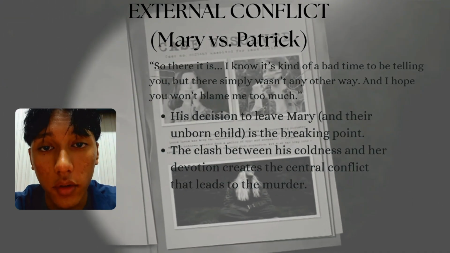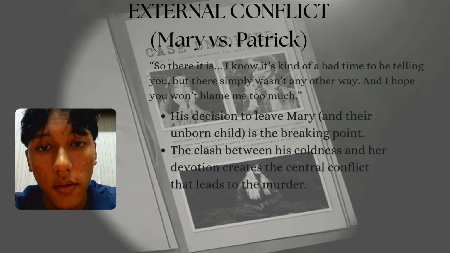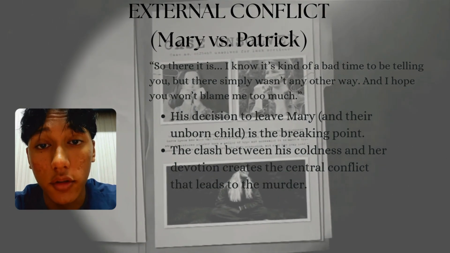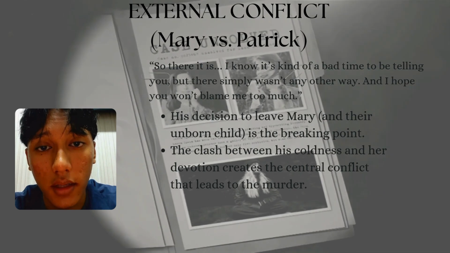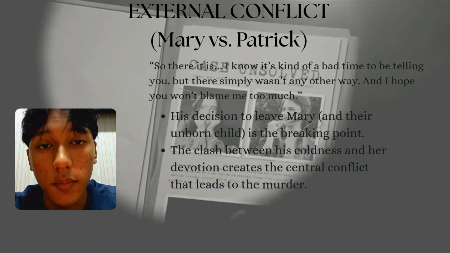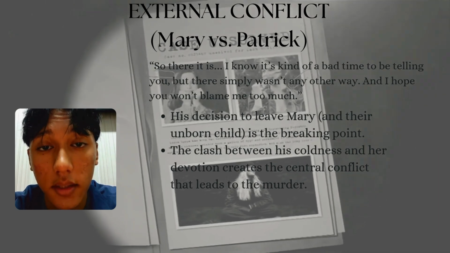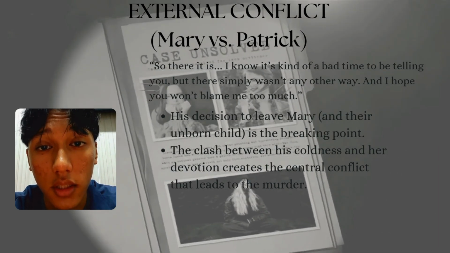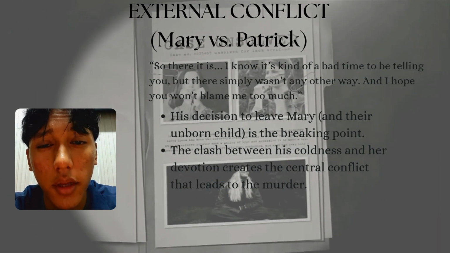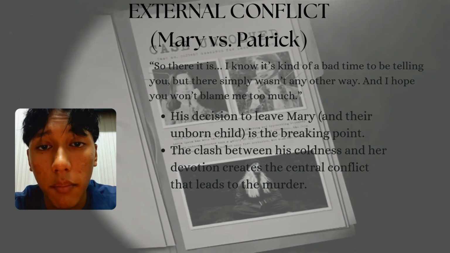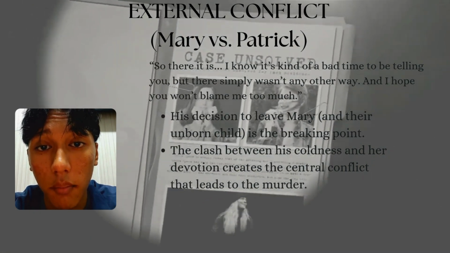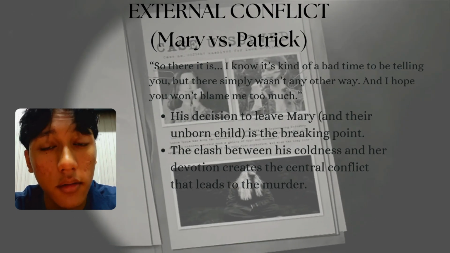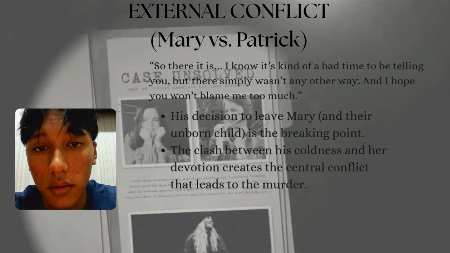So the next one will be about external conflict. In The Lamb to the Slaughter, the main external conflict is between Mary Maloney and her husband, Patrick. His decision to leave her even while she is pregnant becomes the breaking point. So Patrick's coldness clashes with Mary's devotion, creating the central conflict that leads to the murder.